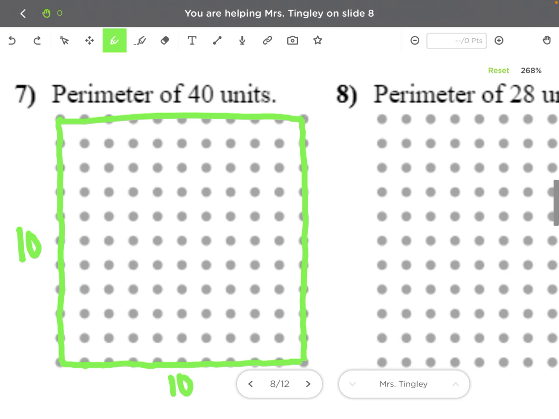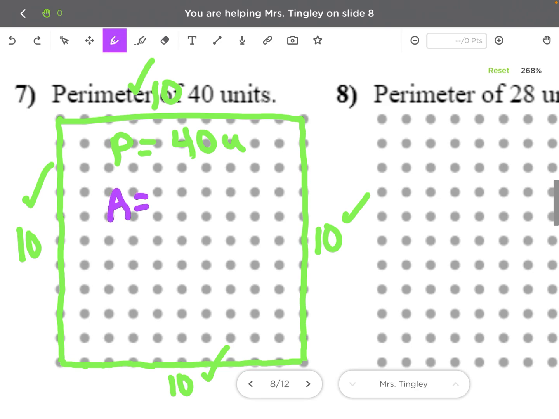Go ahead and label the sides. 10 units here. 10 units here. 10 and 10. Perimeter, we add all the sides. So what is 10 plus 10 plus 10 plus 10? 40. So we have the correct units.